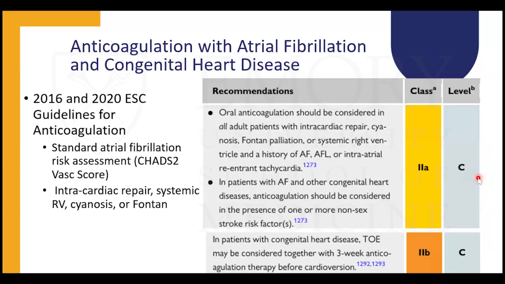So if we look at anticoagulation with atrial fibrillation and congenital heart disease, the US guidelines do not take a stance on this topic, but the European guidelines do address this topic. The European recommendations are all patients should have oral anticoagulation if you've had an intracardiac repair, cyanosis, Fontan palliation, or a systemic right ventricle. In addition, they also recommend that when patients go into atrial fibrillation, they get a transesophageal echocardiogram along with anticoagulation prior to cardioversion. And so just putting someone on 3 weeks of anticoagulation, they do not see as sufficient.